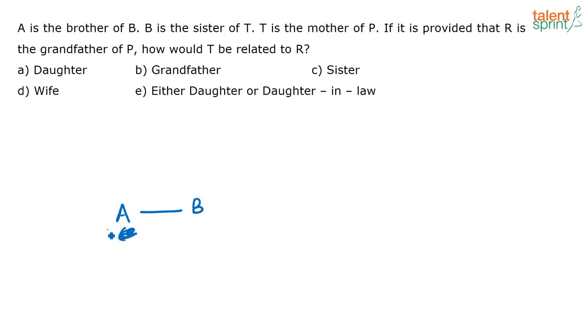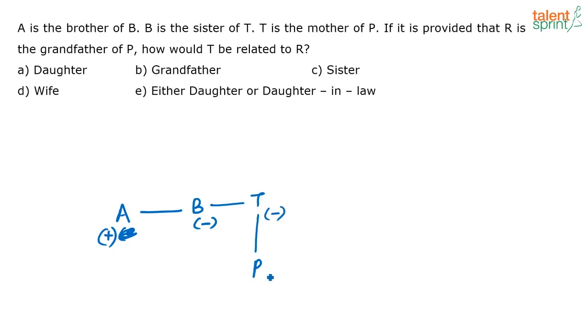Since we do plus minus in the video lessons, let me use that itself so that you guys are not confused. A is the brother of B. B is the sister of T. So there is T. B is the sister of T. So all these three are siblings. T is the mother of P. So T is a female, mother of P.